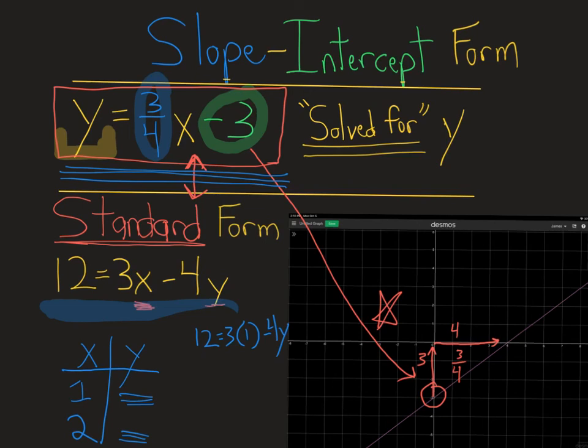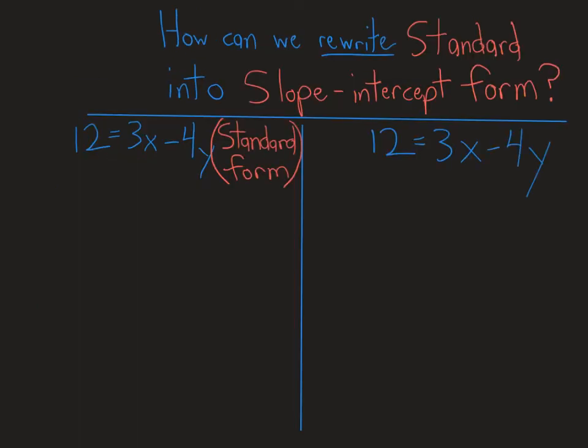All right, let's do that. This really is the key. Slope-intercept form is solved for y. That's the important thing to do. We want to get the y. So how can we rewrite from standard into slope-intercept form?